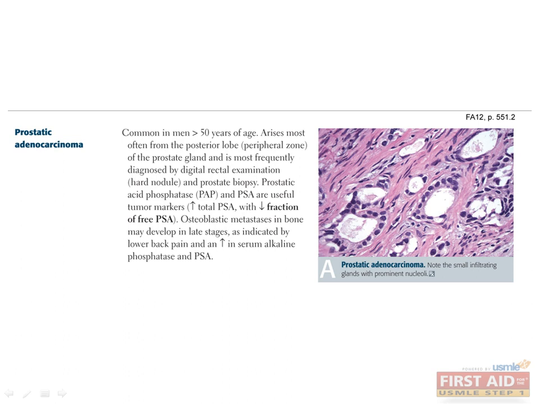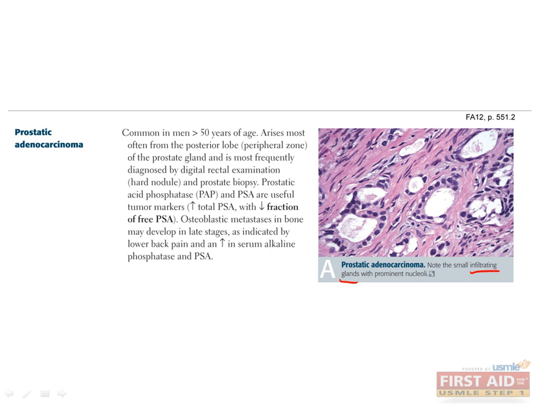On histology, you can see the infiltrating glands with large nuclei. This image is specifically adenocarcinoma, which is the most common type of prostate cancer. The more disorganized and the fewer glands there are, the higher the Gleason score and the worse the prognosis.